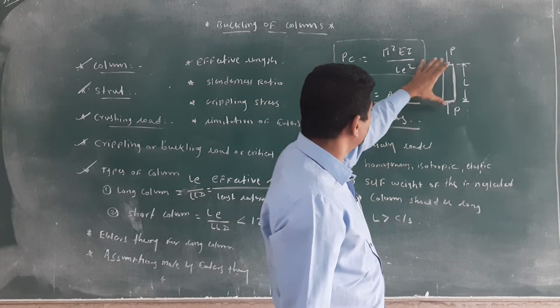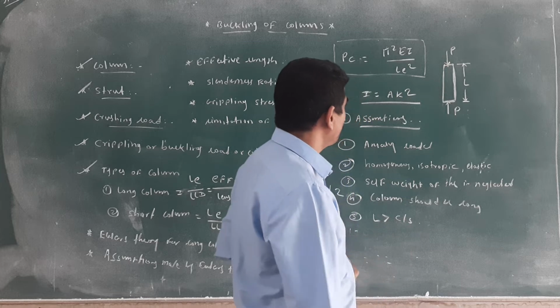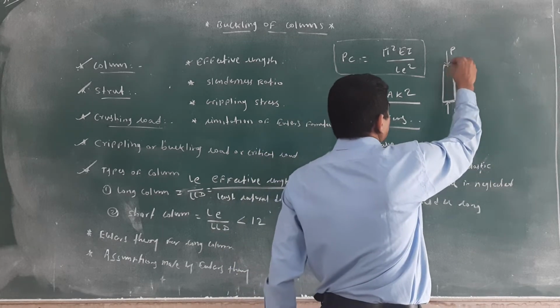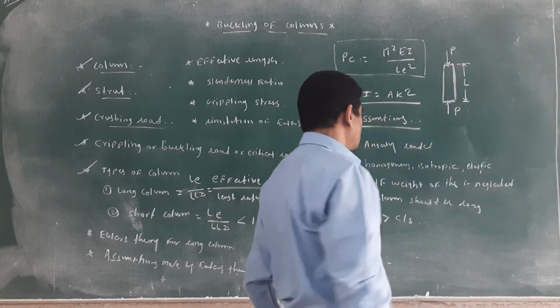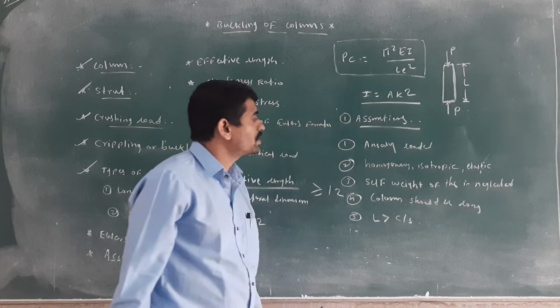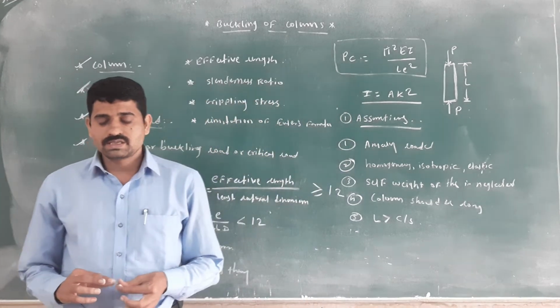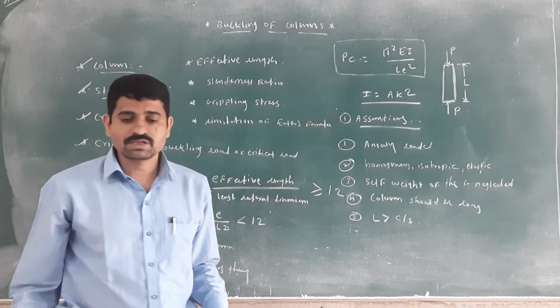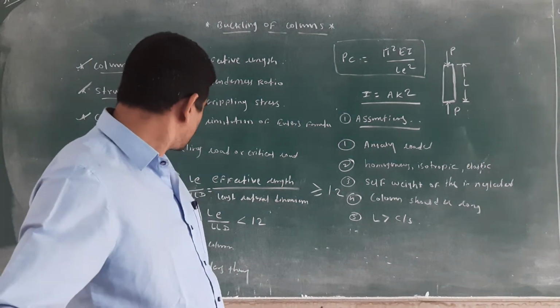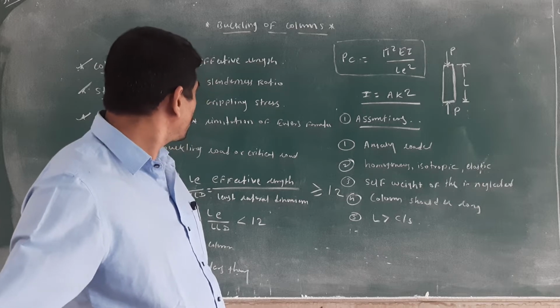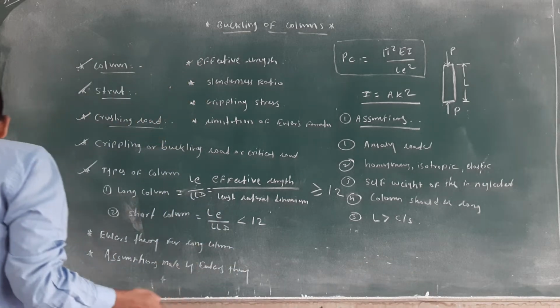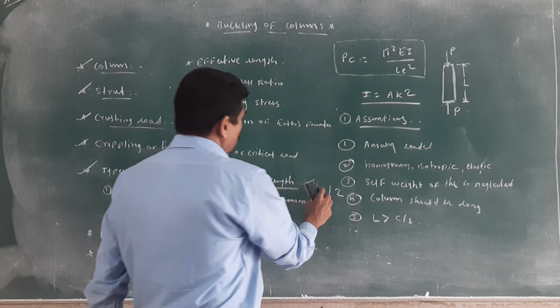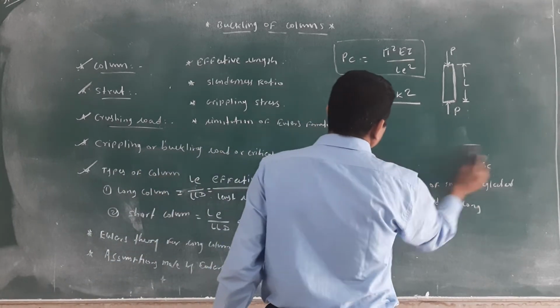Then the column should be long. Column length should be very large as compared to the cross section of the column. These assumptions are made by Euler. Then next, what is the effective length?